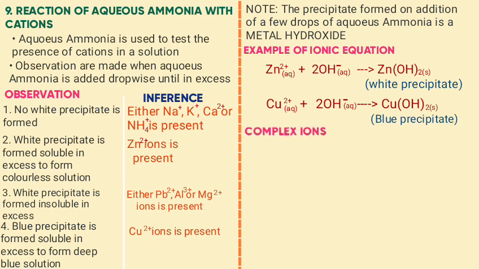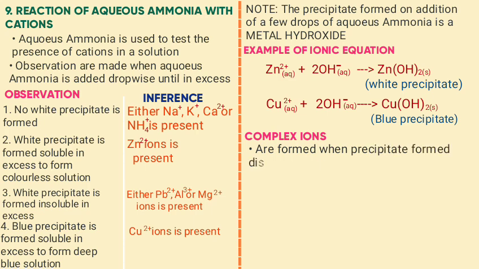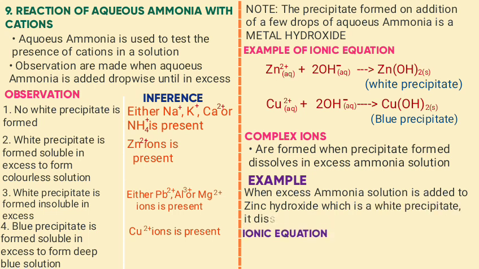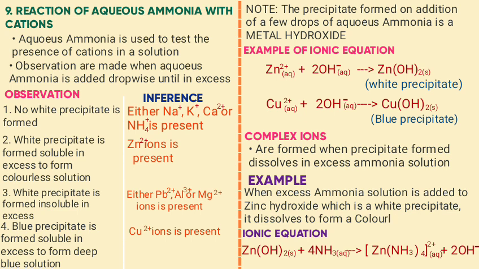Complex ions. Complex ions are formed when the precipitate dissolves in excess ammonia solution. Example, when excess ammonia is added to zinc hydroxide, which is a white precipitate, a colourless solution is formed. Ionic equation for the reaction: zinc hydroxide solid plus ammonia aqueous arrow tetraamminezinc(II) ions plus hydroxide ions. The complex ion there is tetraamminezinc(II) ion, which is responsible for the colourless solution.